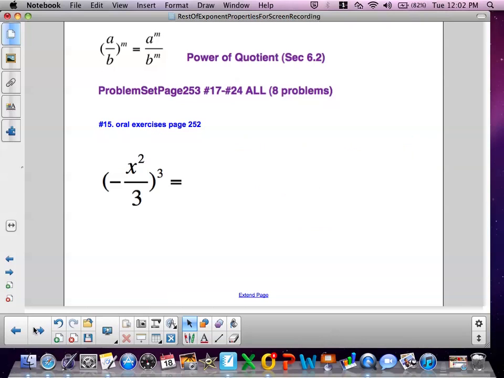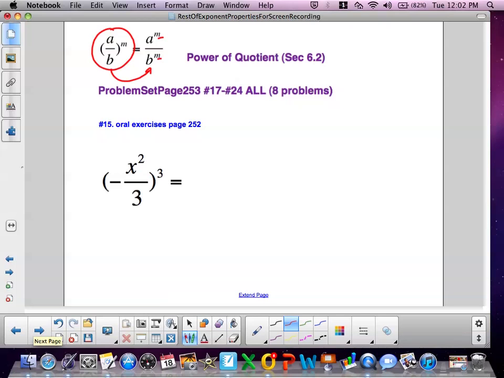The next property, again with fractions: I have a fraction, and outside the parentheses, I've raised the entire fraction to a power. The way you interpret this power is that it is applied to the numerator and to the denominator. So you can rewrite this expression in this manner. This is how you would go about solving it.